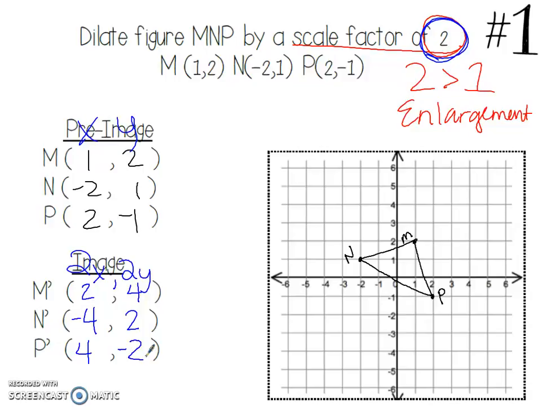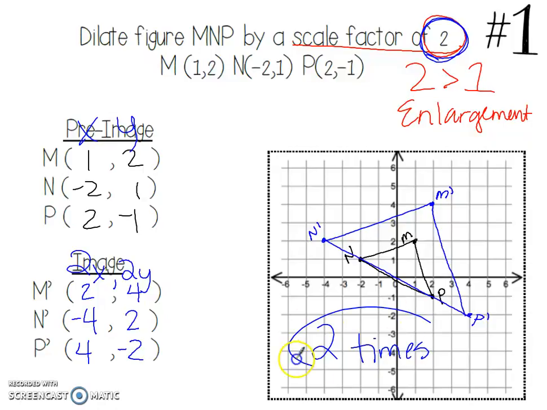plot it. So M prime is right 2 up 4. Plot it and label it. N prime, left 4, up or down 2? Up 2. P prime. Do I go right or left first? Right, how many? 4, and then down 2, and that is P prime. Connect the dots. And it is enlarged by 2 times. And that's your final answer.